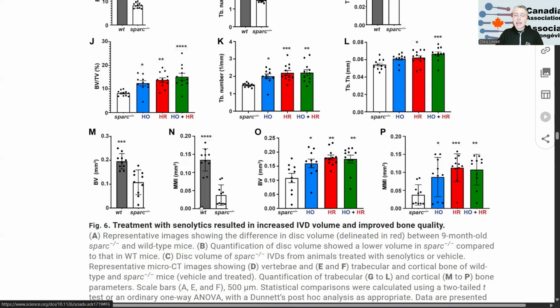Finally, in N and P here, we have MMI, which stands for moment of inertia, which is a proxy for the strength of the bone, or how it can resist being bent. And once again, the spark mice had much lower strength, whereas after treatment, it improved, with once again the high dose single RG group performing best.